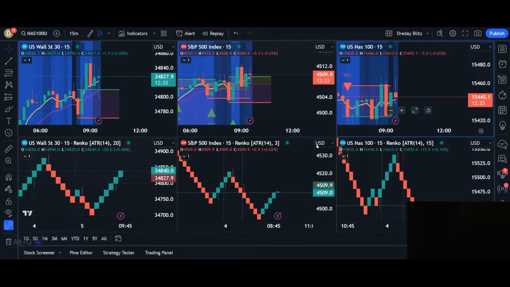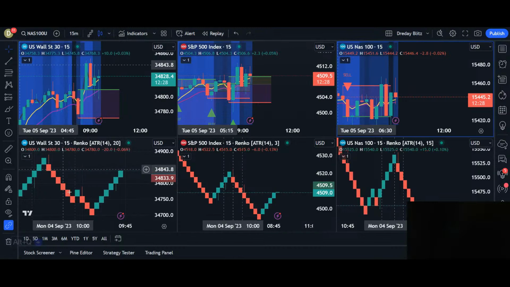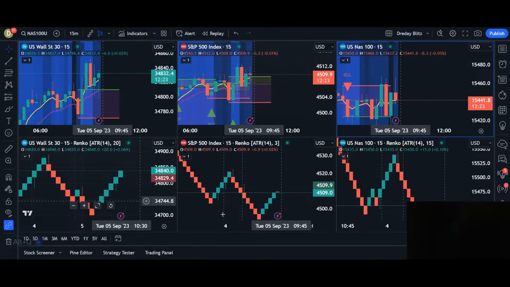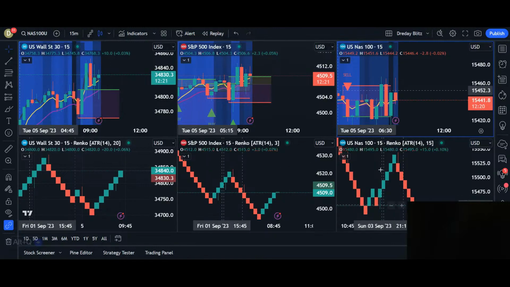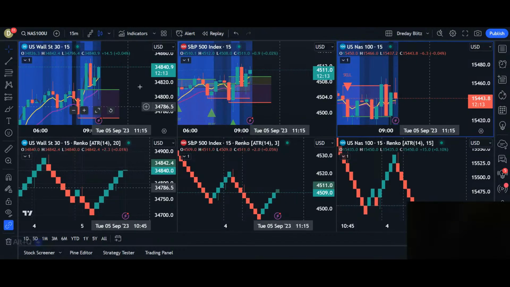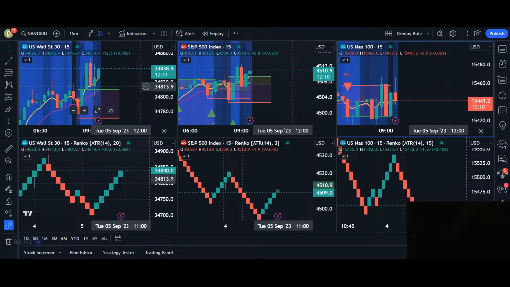Right now we don't have any signals, but you can see that US 30 is bullish right now. Same thing for S&P 500, and Nas is starting to be bullish. Usually those three indices trade the same way, going in the same direction most of the time, but sometimes it's going to go the opposite way.